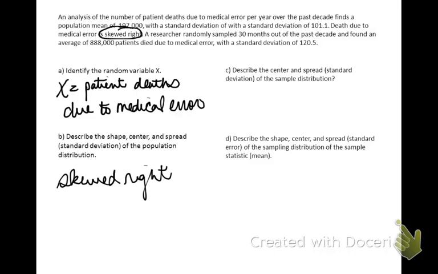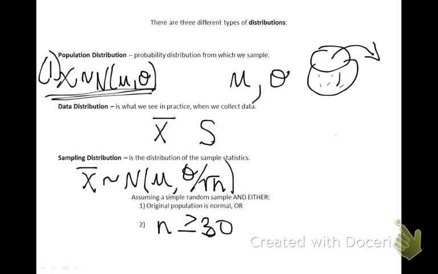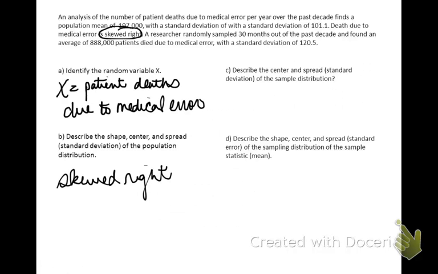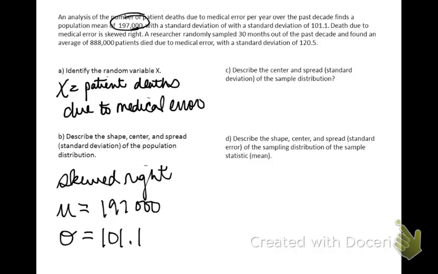Let's come back and look at population distribution. We said that there's two ways to describe the population distribution. You can say that it's normal mu sigma, but if you don't know it's normal, for example, if it were skewed right, you only report mu and sigma. So that's why over here when it says describe the shape, skewed right, we'll just say the center is mu equal a specific number and the spread is sigma equal a specific number. The problem told us that the mean was 197,000 and the standard deviation was 101.1.